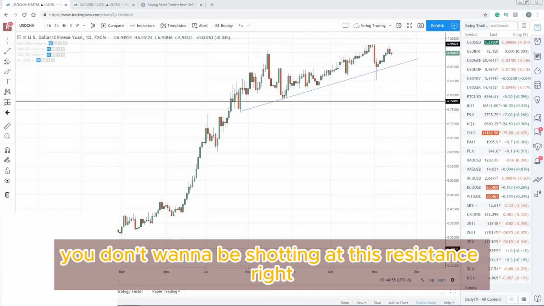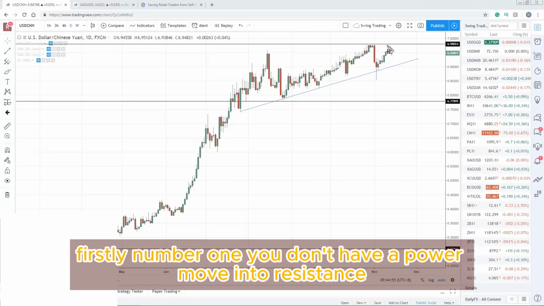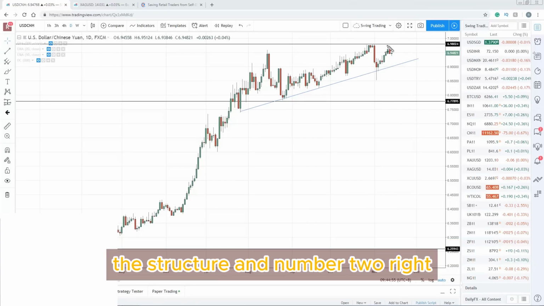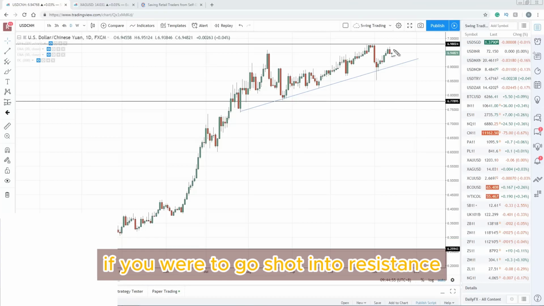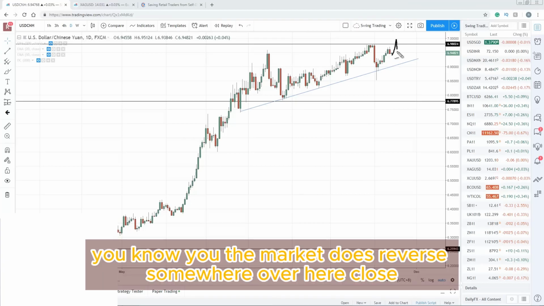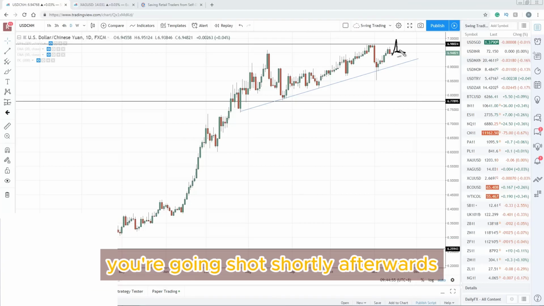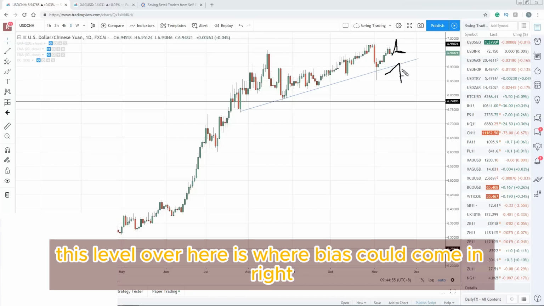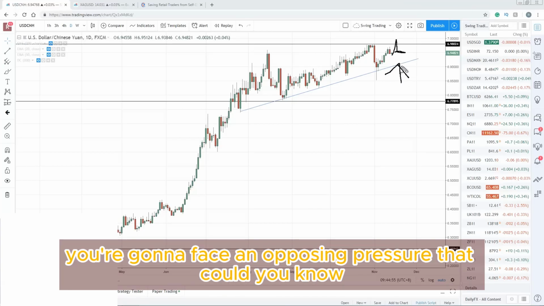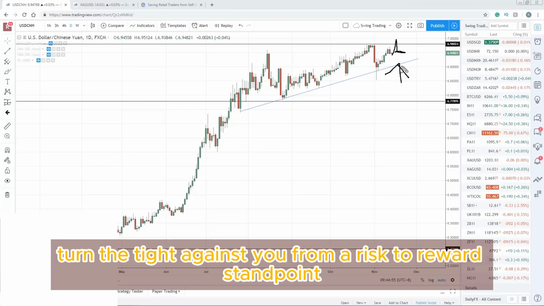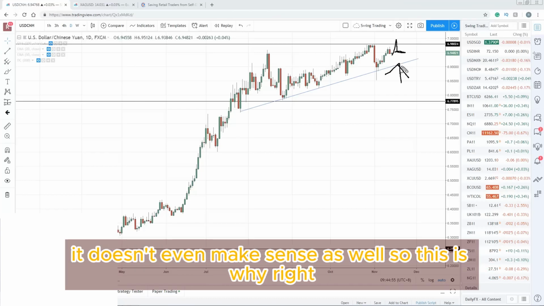You don't want to be shorting at this resistance, right? Firstly, number one, you don't have a power move into resistance, the structure. And number two, if you were to go short into resistance, let's say the market does reverse somewhere over here close, you're going short. Shortly afterwards, this level over here is where buyers could come in, right? Before the price could even move, you're going to face an opposing pressure that could turn the tide against you. From a risk to reward standpoint, it doesn't even make sense as well.